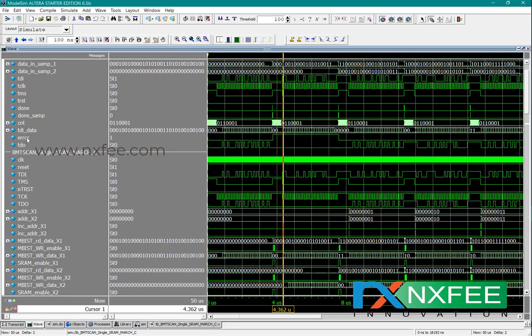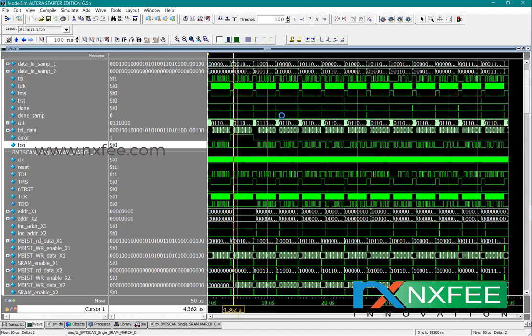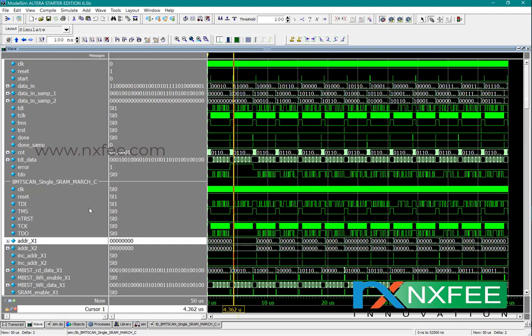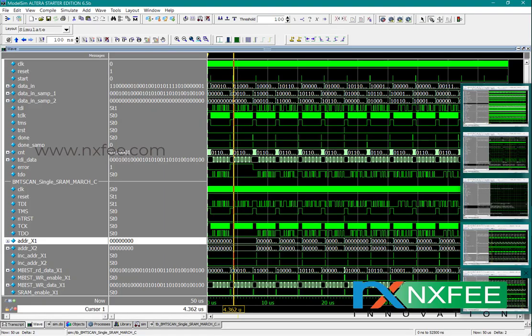It also produces the error signal for the testing method. After that, the TDO comes with the same output, which is why the error stays low continuously. So this is multi-port operations. Here we used a dual SRAM architecture. Now for the next one.